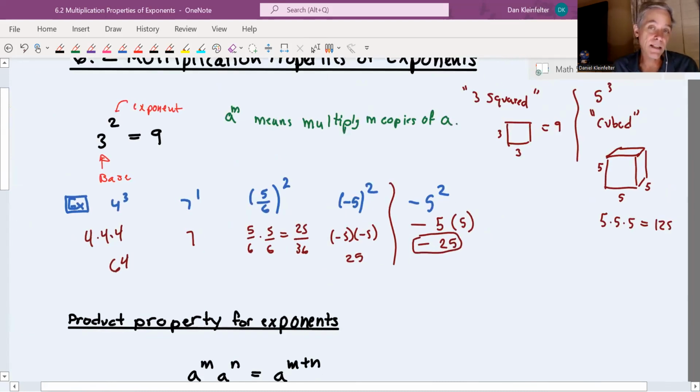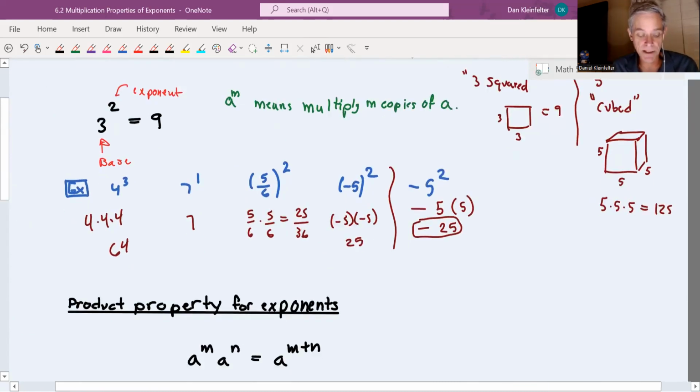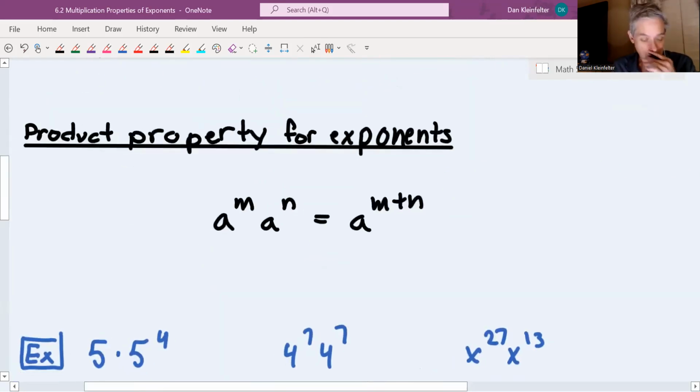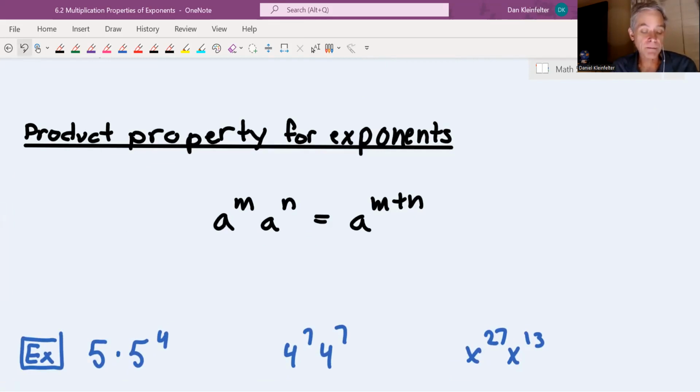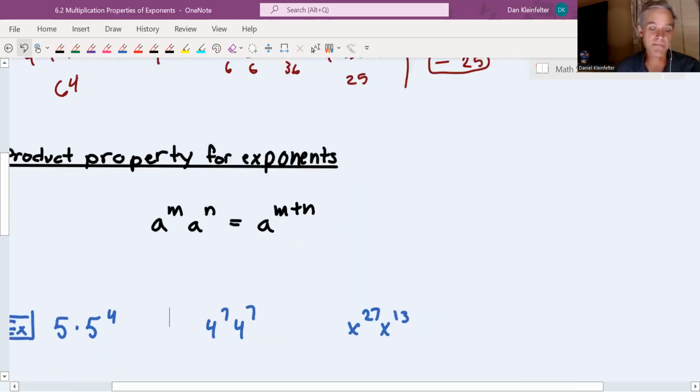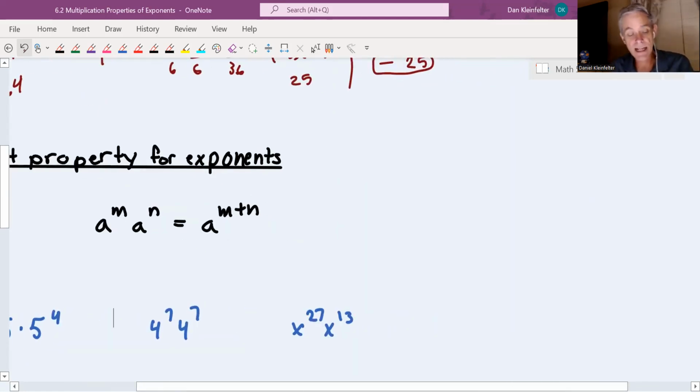We're going to look next to the product property for exponents. So that reads as follows. Here we have a raised to the m power times a raised to the n power. That will give you the same thing as a raised to the m plus n power. In other words, if you're multiplying two of the same base together raised to different powers, then it's sufficient to just add exponents. So let's try an example that illustrates why that may be so.